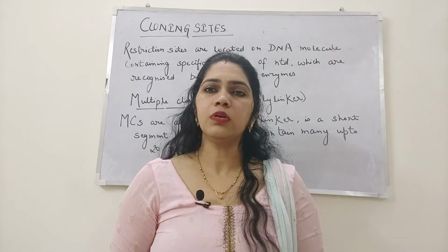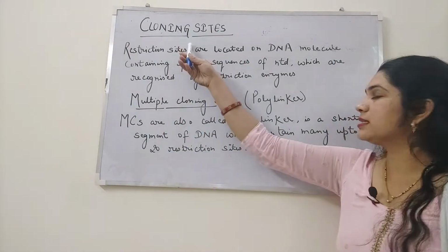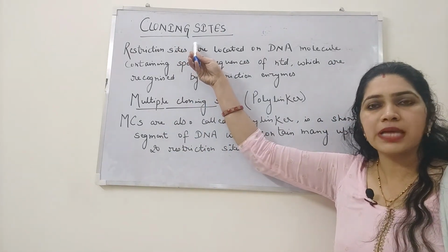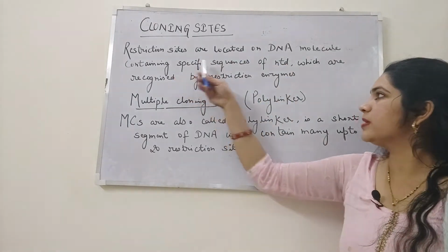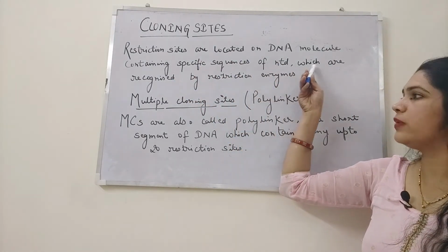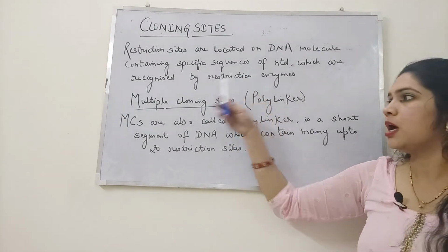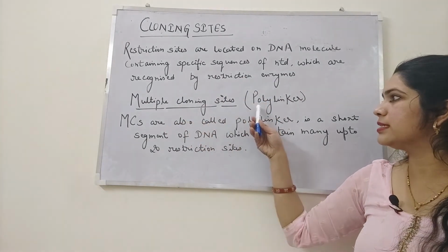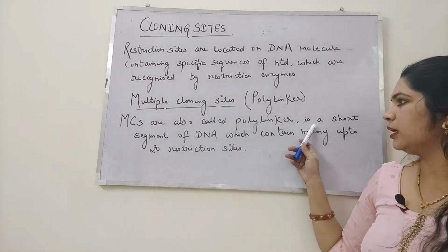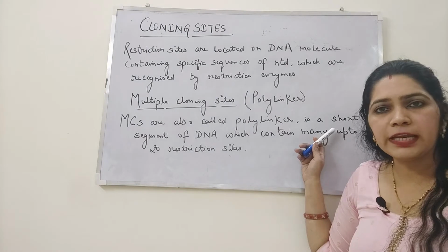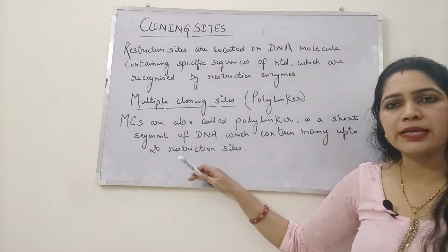Now, let's have a look at the details of cloning sites. Cloning sites, or you can say restriction sites, are located on DNA molecules containing specific sequences of nucleotides which are recognized by restriction enzymes. Multiple cloning site, or you can say a polylinker, is a short segment of DNA which contains up to 20 restriction sites.